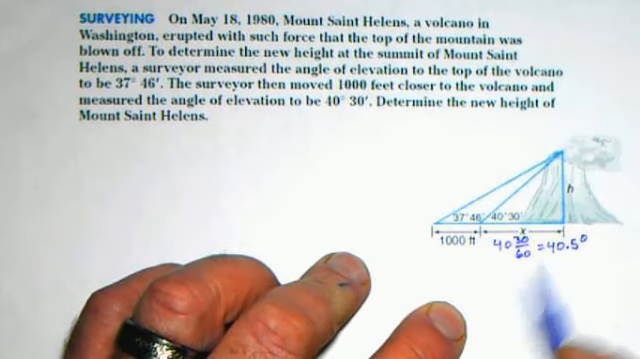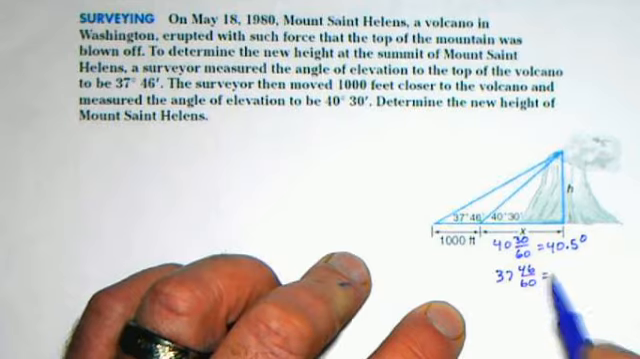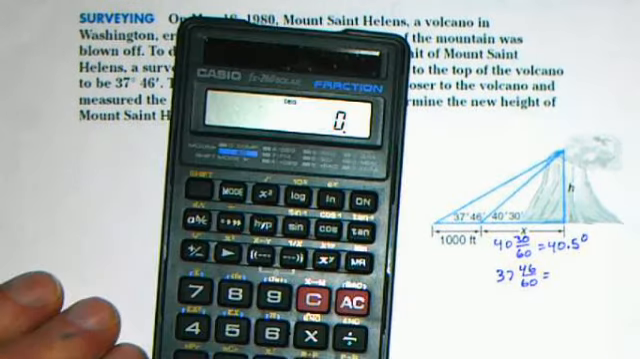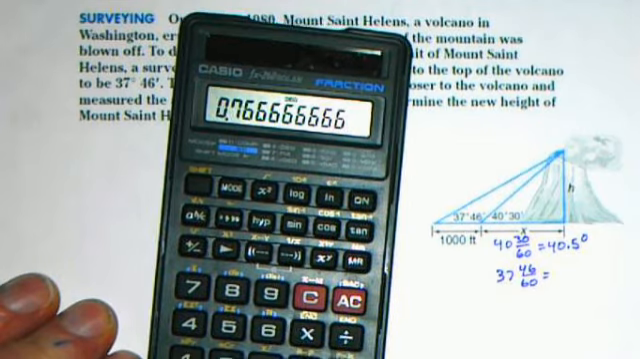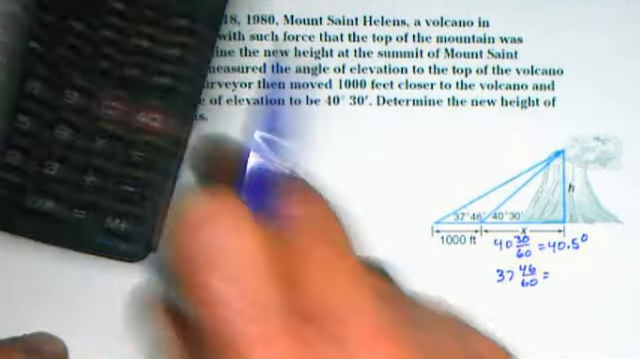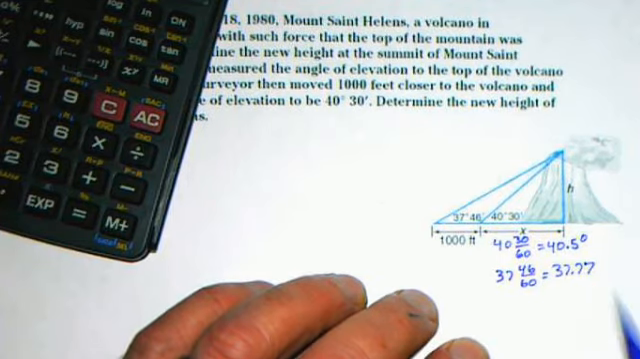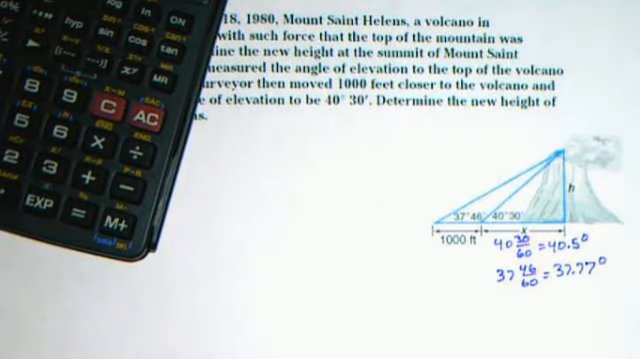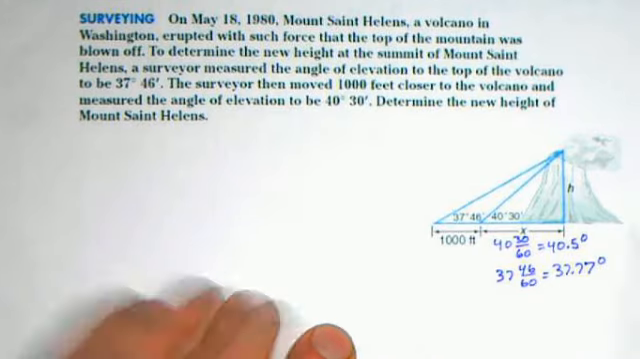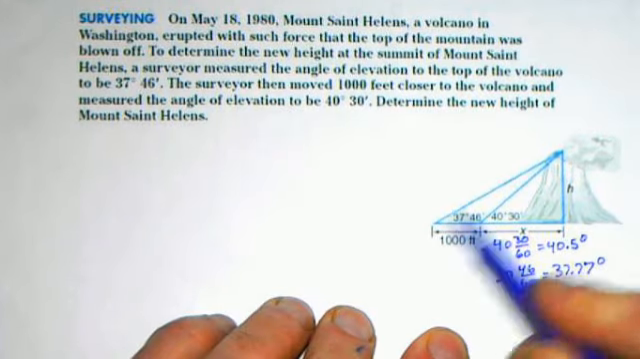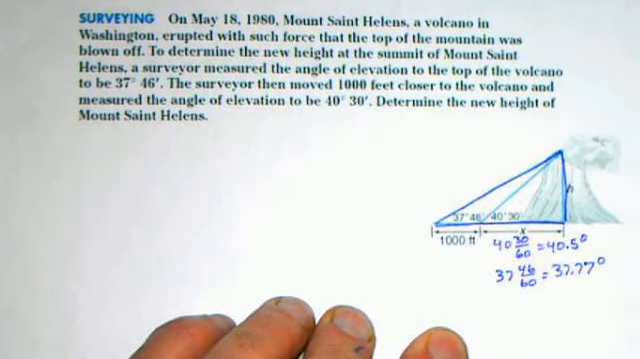We've got 37 degrees 46 minutes. That's 37 and 46/60ths. And if we do 46 divided by 60, we get 0.7666, so let's call it 0.77. So we get 37.77. Okay, so we've taken care of making the adjustment to decimal degrees. In a situation like this, you've got this larger triangle, and then you've got this smaller triangle.